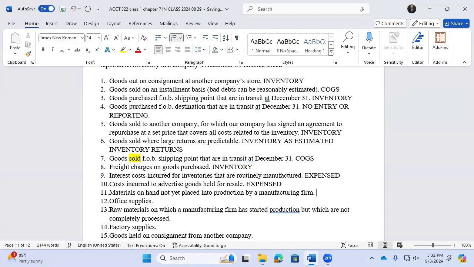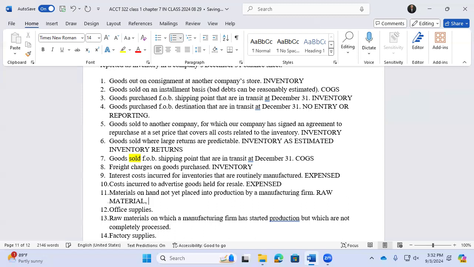Materials on hand, not yet placed into production by a manufacturing firm, just so you know, this is raw material and is inventory. Office supplies. So this is important. This is not inventory, but is an asset.